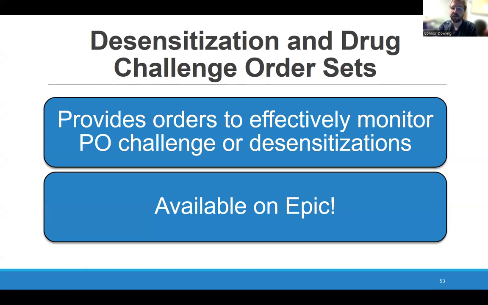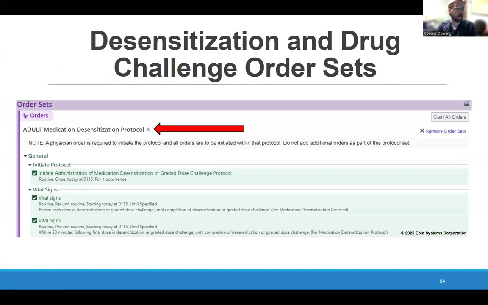And as I did mention earlier, beyond our ClearPen, we do have our desensitization and drug challenge order sets. So this provides orders to effectively monitor an oral or an IV challenge or desensitizations, and they are all available within Epic. As you can see here, this is what we have now with our adult medication desensitization protocol. This name might change somewhat soon, but for the most part, everything that's remaining in this order set will remain in place. The name just might get a different change, which will be updated and educated to everybody whenever that happens.